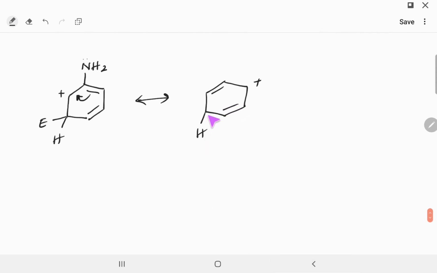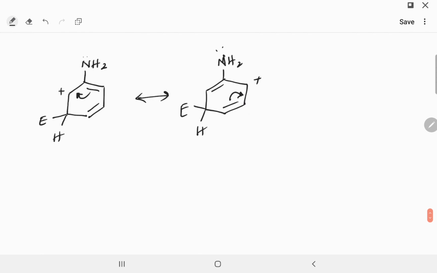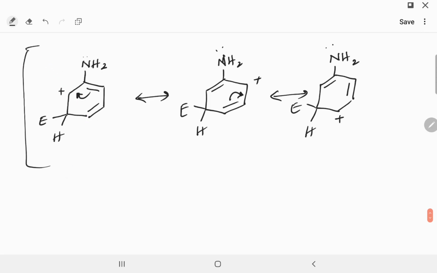You can further migrate it, of course. If you do that, you're going to get a resonance structure like this. Your new double bond is here. Positive charge will migrate to this carbon. Hydrogen, electrophile, double bond, and NH2 are unchanged. That's pretty much it. That's all you could do. So these are the 3 resonance structures for the ion that I showed you before.